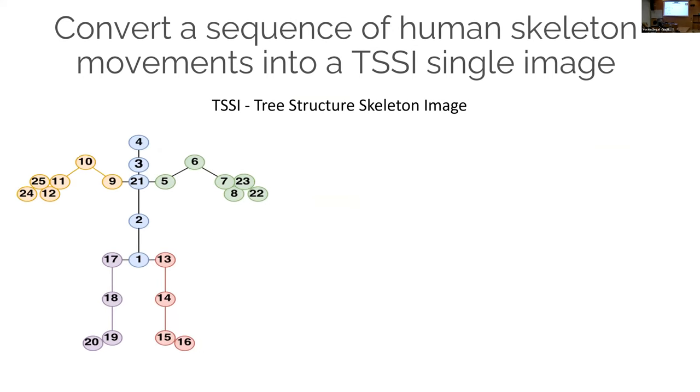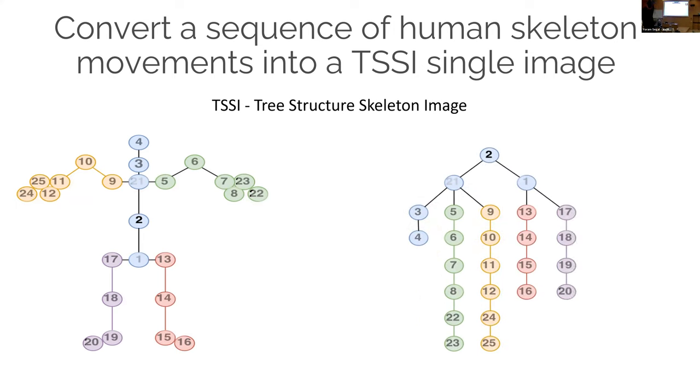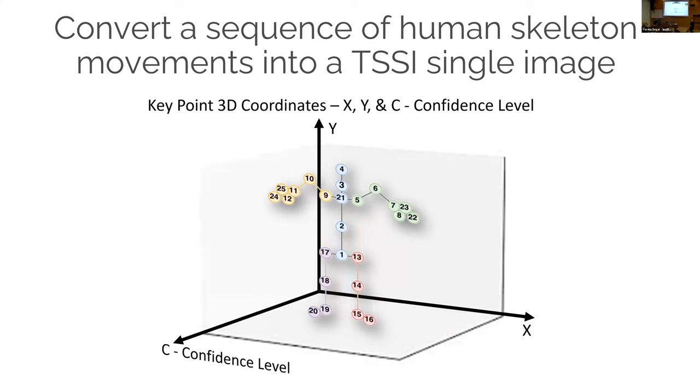Okay, so now we have the skeleton. Then some researchers came up with the idea of the TSSCI. TSSCI is the concept where, okay, we know the key points on the body, but how are we going to organize those key points? They offered to organize the key points in a tree structure. This tree structure keeps the relationship of the body parts, because when I move my hand, the elbow will move with it and my shoulder will react to it accordingly. So in this structure, we keep the relationship of the body in the key points.